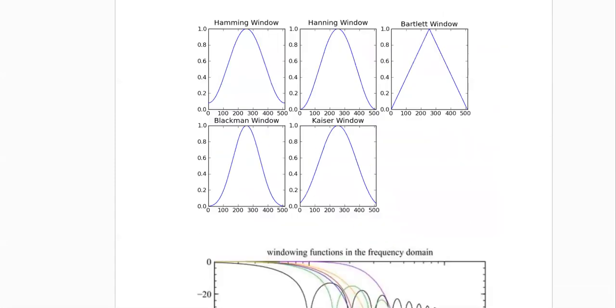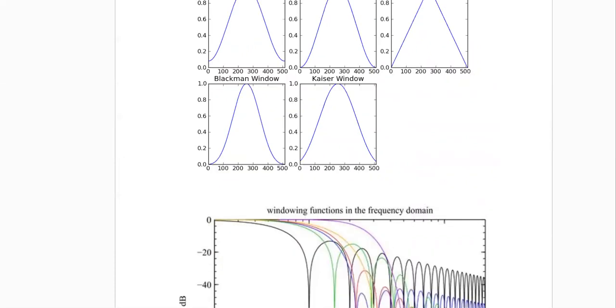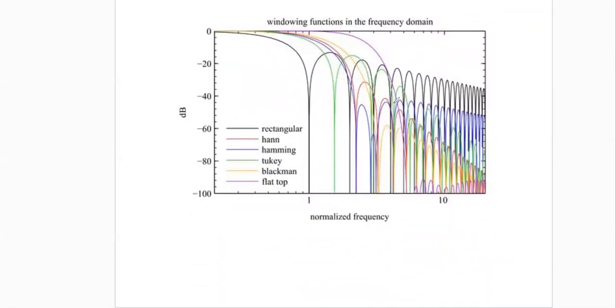Okay, so these are the different patterns. Hamming and Hanning look the same. This is the Bartlett window. This is the Kalman window. They look almost the same, but there are some bits of change: a very sharp high and a flat low. And there is a Kaiser window. We'll talk more about the Kaiser window in a later part of the lecture. And these are the comparisons.